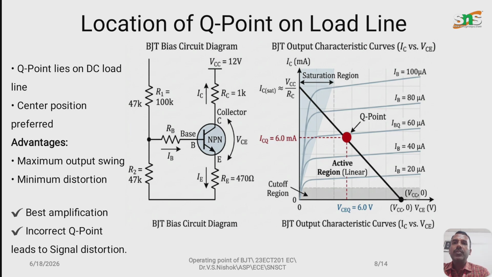Location of Q point on load line. The Q point lies on the DC load line, which should be specifically at the center point, that is mentioned as an active region, so that the signal will swing properly up and down, which results in the full swing in the output. That is much needed here, and it produces the actual output without any distortion. So this is best for amplification, and incorrect Q point leads to the signal distortion.